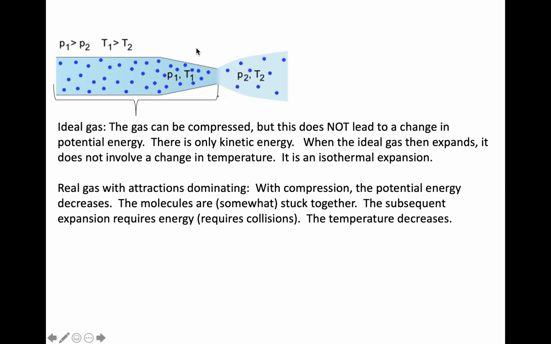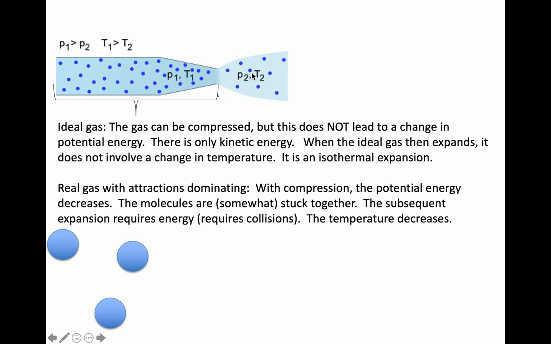In this region here where a compression is taking place, the potential energy is going down. The molecules become somewhat stuck together. So their subsequent expansion is going to require energy. It's going to require collisions that raise their potential energy, and this will lead to a decrease in the temperature. Notice the pressure and temperature in both of these different regions. As it's leading into that narrow portion, one finds that the pressure is higher than it would be afterwards. We find that the temperature has increased as it was compressed, and then the temperature now decreases afterwards.